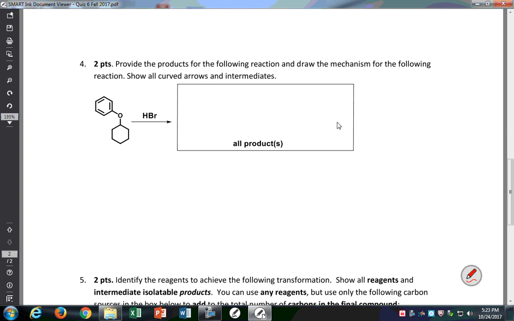So the mechanism is very straightforward. We have an acid, HBr. That means we have a partial positive hydrogen and a partial negative bromine. The only thing that is somewhat basic in this reaction is our oxygen. So that's what's going to happen. Now, the benzene ring double bonds will not react with the hydrogen. They're too stable. So that's our first step.